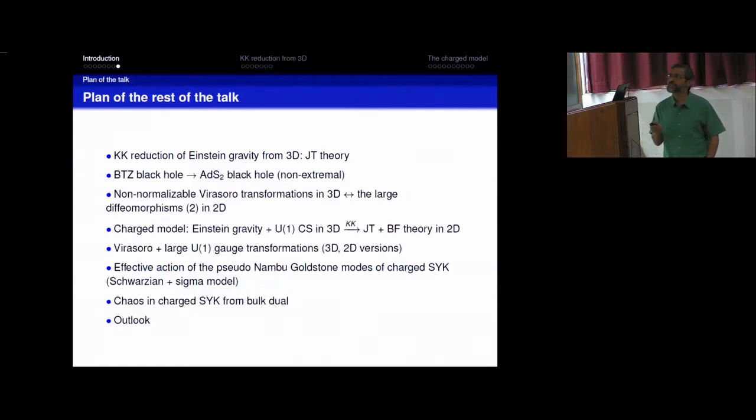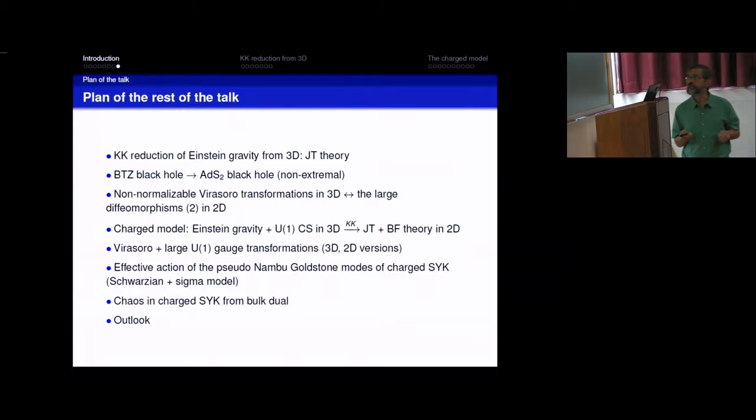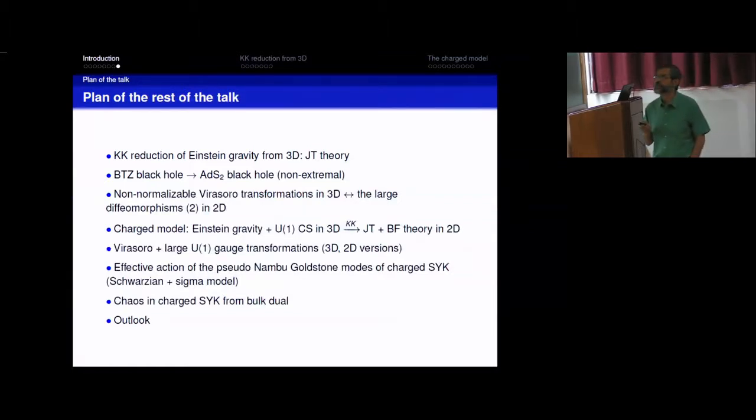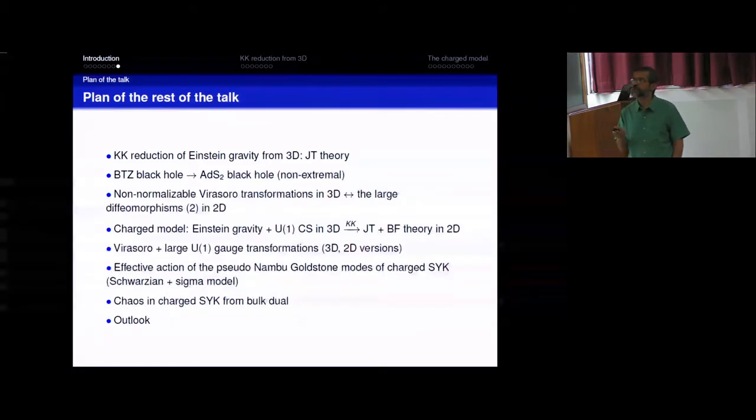Okay, so this is the plan of the rest of the talk. I'll discuss first the Kaluza-Klein reduction of Einstein gravity from 3D, which will give JT theory. This actually has a history, this is known from 1993 onwards by the work of Achucarro et al., and also later developed by Castro et al. I will give you those references as I go along.